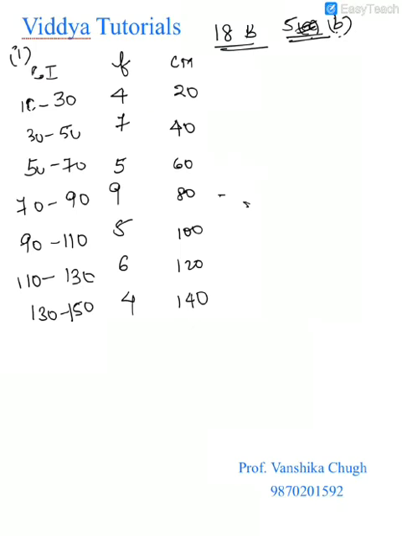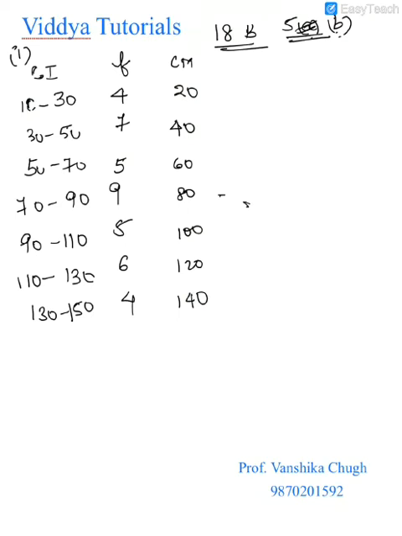So your class intervals given are 10 to 30, 30 to 50, 50 to 70, 70 to 90, 90 to 110, 110 to 130 and 130 to 150. So we have found out the class marks 20, 40, 60, 80, 100, 120, 140. So how I found it? 30 plus 10 is 40 upon 2. These are your class marks. These are your frequency. I will not draw the histogram. I will directly draw the frequency polygon.